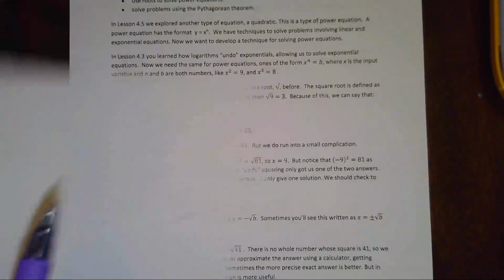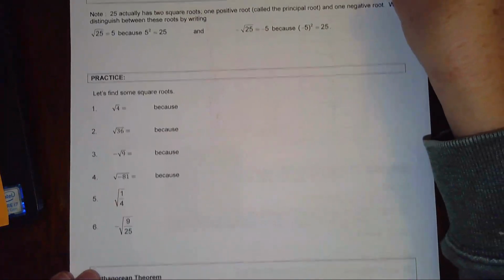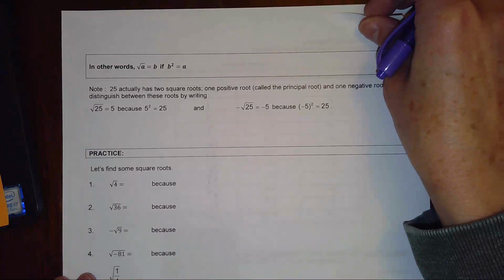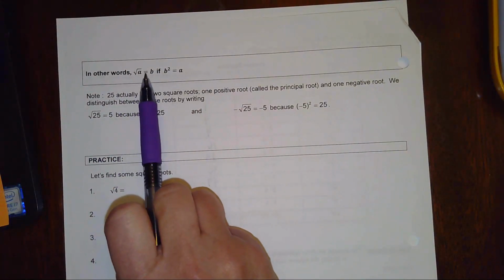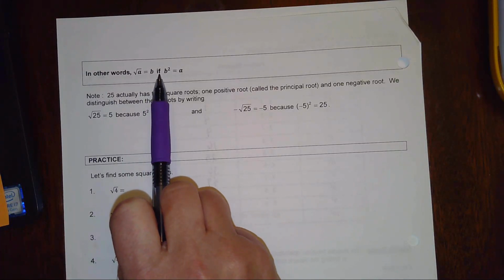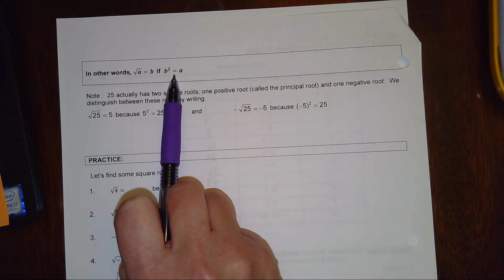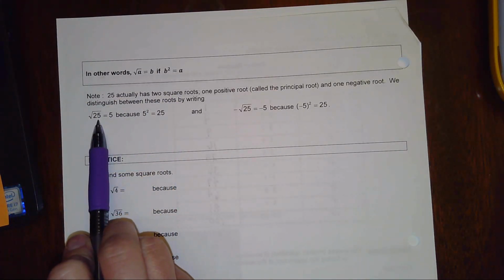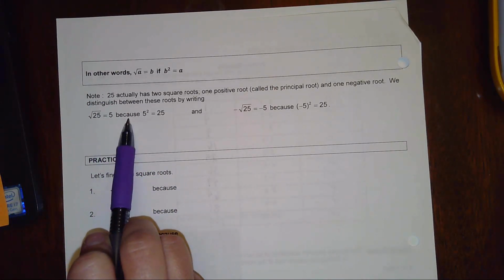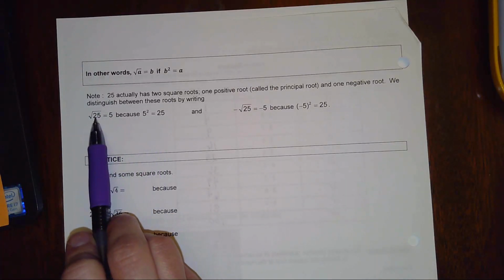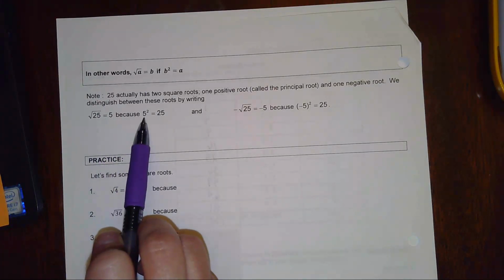All right, so flip right here. It says the square root of A equals B if B squared equals A. I know that's kind of confusing when you see it that way, but let's look at it. The square root of 25 is 5 because 5 squared equals 25. So when I look at this, I ask, what number did I multiply by itself to give me 25? And that's 5, because 5 times 5 is 25.